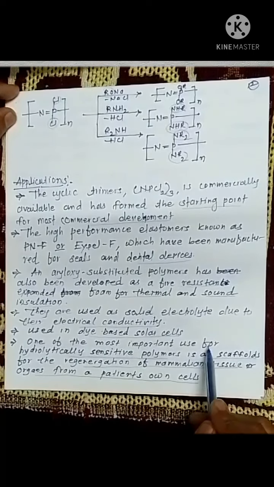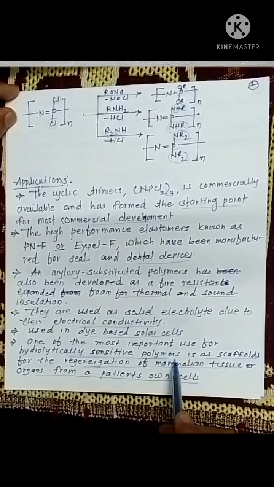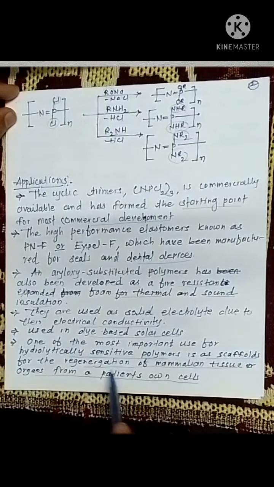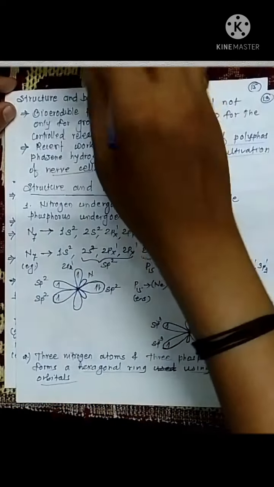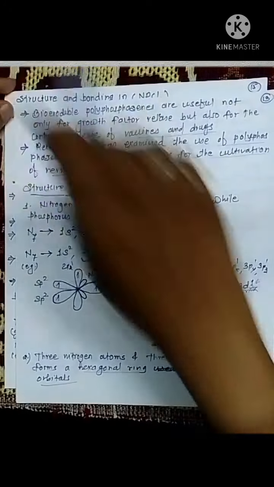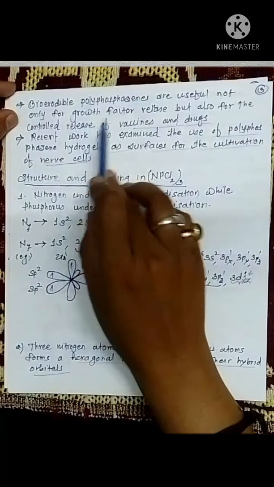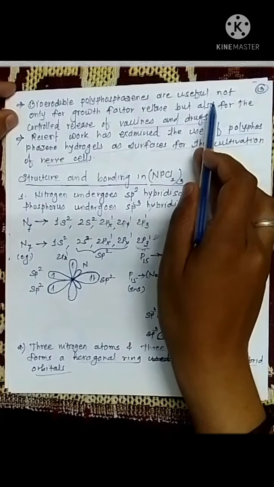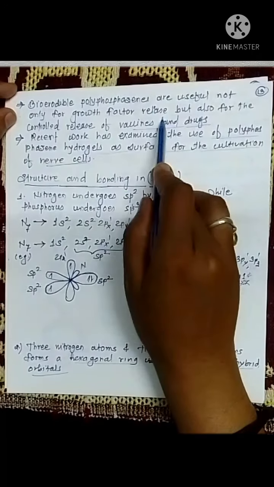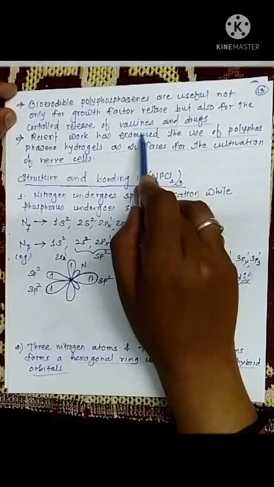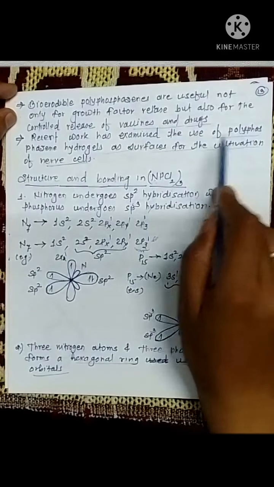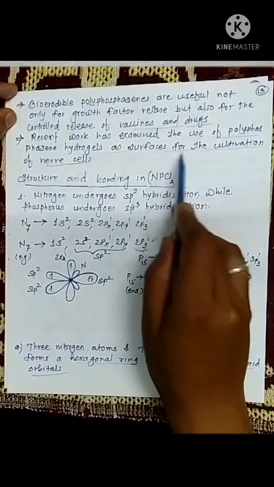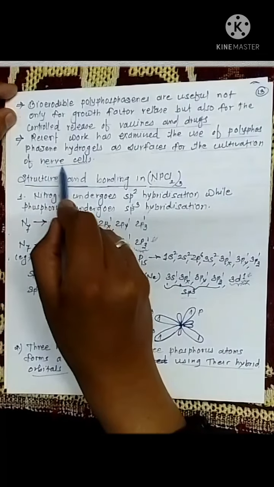One of the most important uses for hydrolytically sensitive polymers is as scaffolds for the regeneration of mammalian tissue or organs from the patient's own cells. Bioerodible polyphosphazines are useful not only for growth factor release but also for the controlled release of vaccines and drugs. Recent work has examined the use of polyphosphazine hydrogels as a surface for the cultivation of nerve cells.